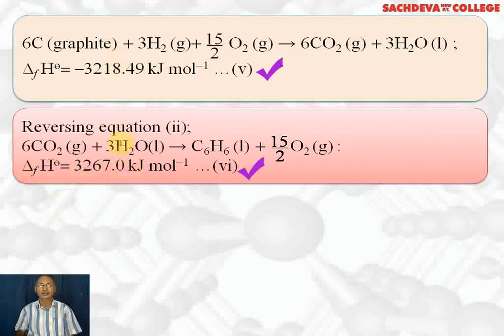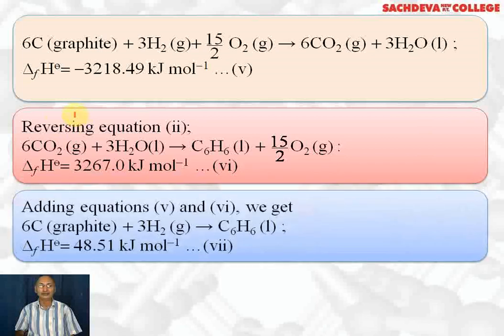Now observe these two equations very carefully. When you add these two equations, the 6 CO2 will get cancelled with the 6 CO2 here. 3 water liquid will get cancelled with the 3 water here. 15 by 2 O2 here will get cancelled with the O2 here because they are on opposite sides. So the net equation we get is 6C graphite plus 3 hydrogen gas giving C6H6 liquid. And delta H, when you calculate the difference between these two, the net result comes out to be 48.51 kilojoules per mole.